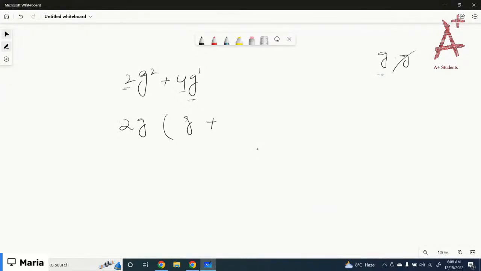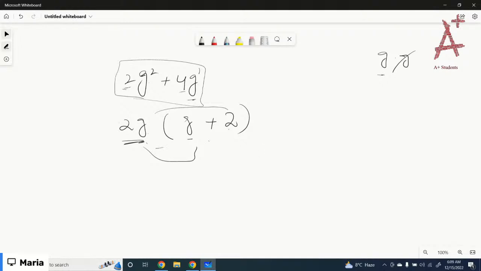Now 2 times what number is 4? 2 times 2 is 4. And g is already outside the bracket. So you are left with 2g times g plus 2. If you multiply the 2g with g plus 2, you will get the same expression back. Got it? This is actually the factors of this one. 2g times g plus 2.